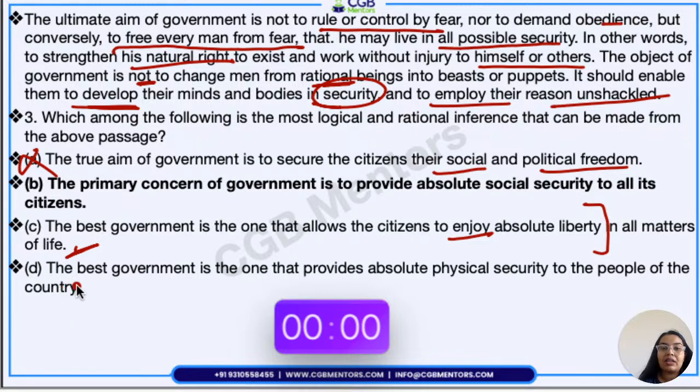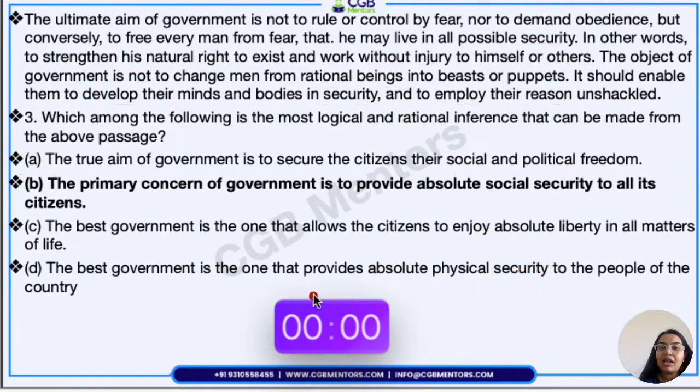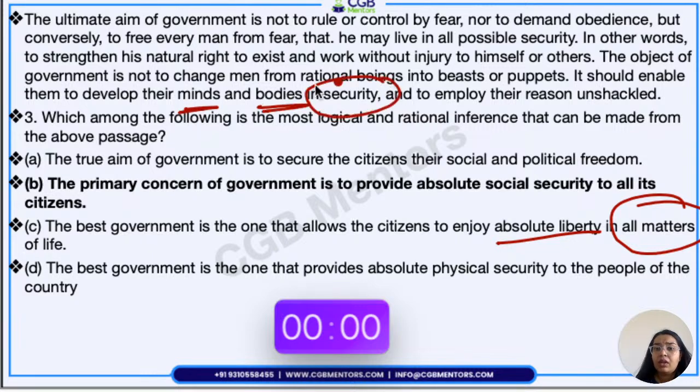B को पहले eliminate कर दें. The best government is the one that provides absolute physical security. No, see, physical अकेले के बारे में बात नहीं करी है and all matters भी बात नहीं करी. Absolute liberty बोला है. All matters में emotions आ सकते हैं, है ना. It can be environment related, surrounding related. They are saying that them to develop their minds and bodies in security. That kind of relation I see is too broad to be true.